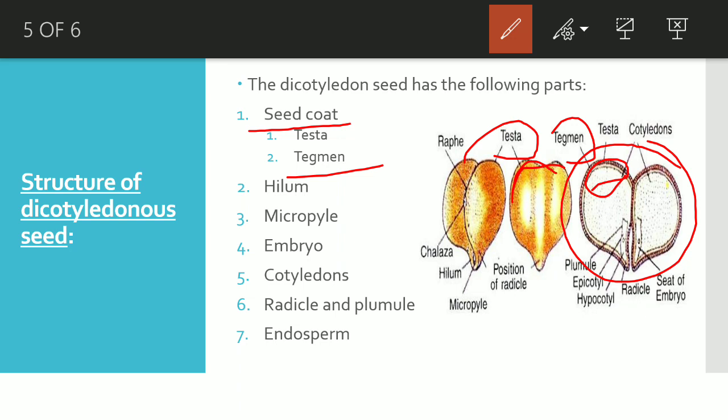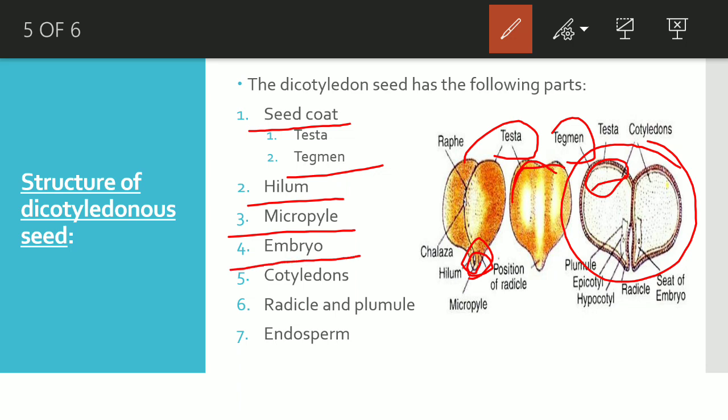The next part is the hilum. The hilum is the scar on the seed coat through which the developing seed was attached to the fruit. The next part is the micropyle. It is a small pore opening present above the hilum.